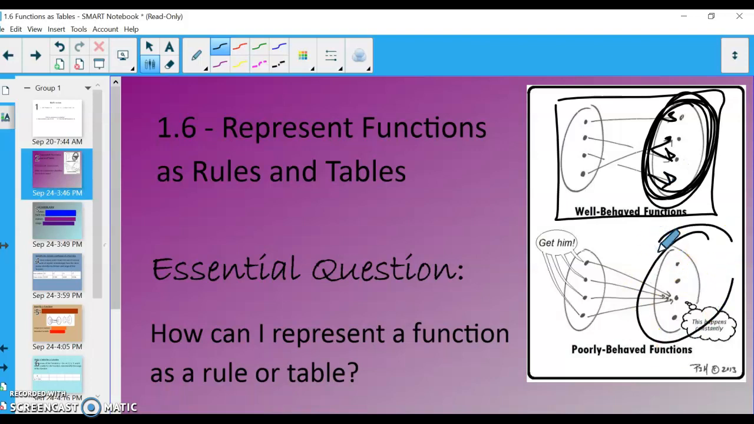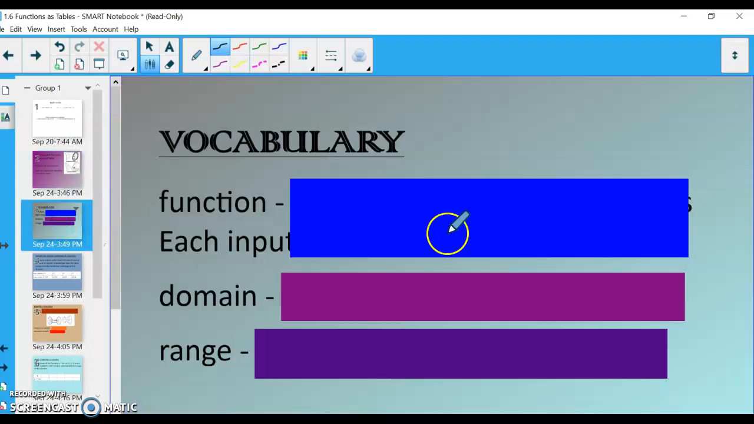Now this one is not a function because there are multiple arrows going to that one dot on the right hand side, and we'll talk more about that in a little bit, but that is what defines a function, right?